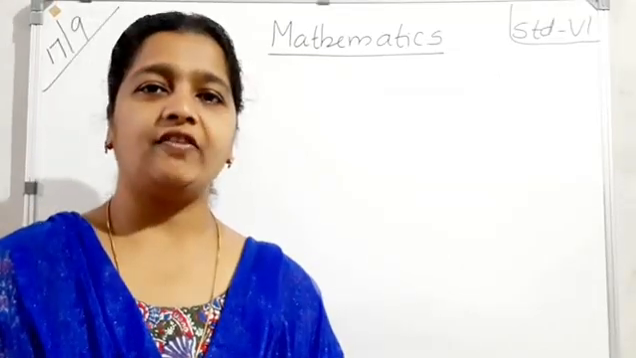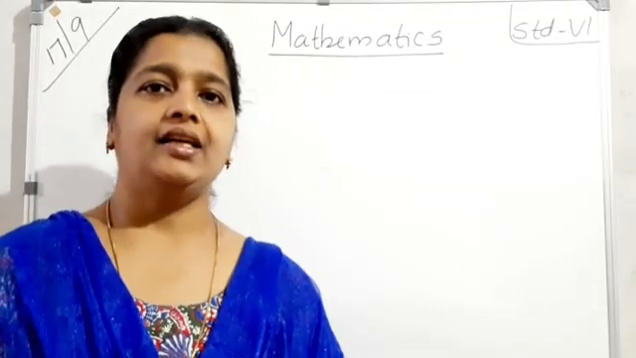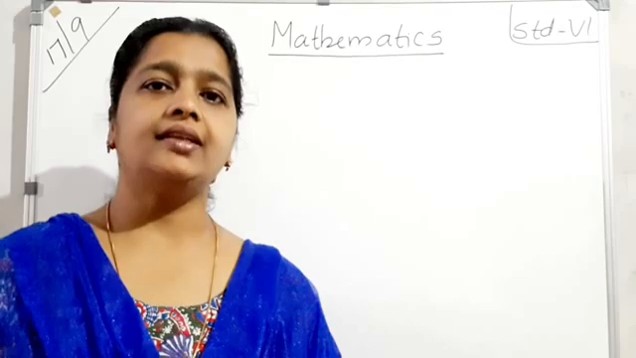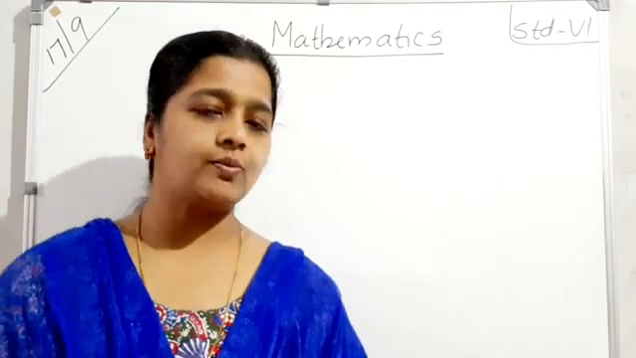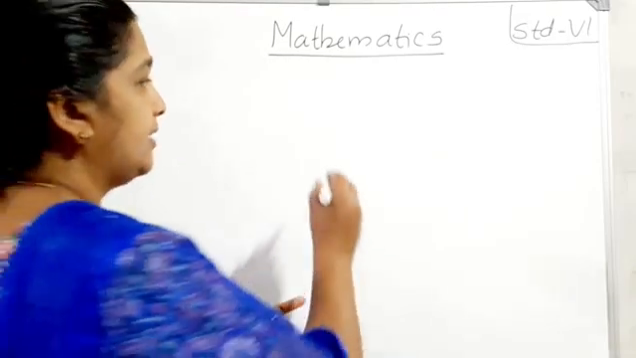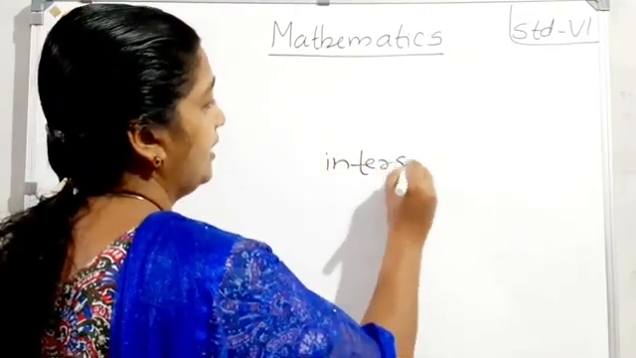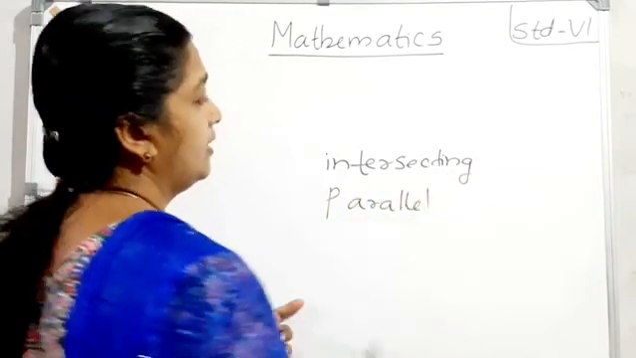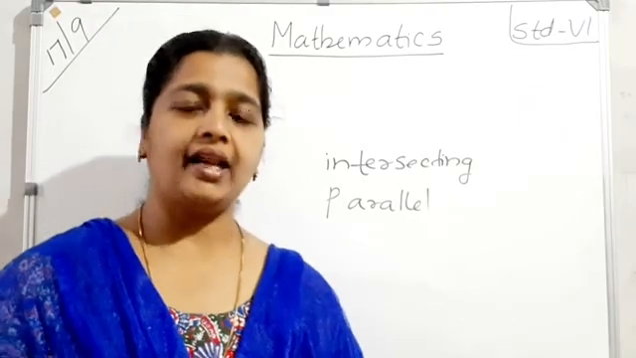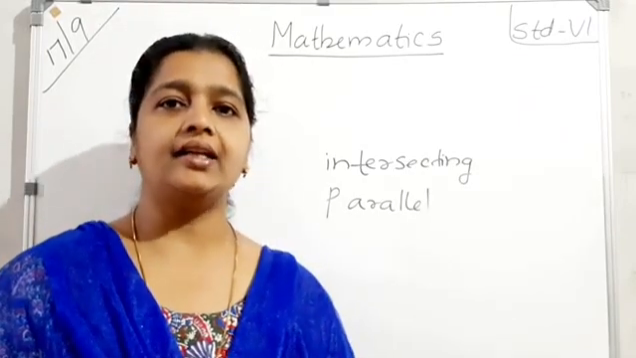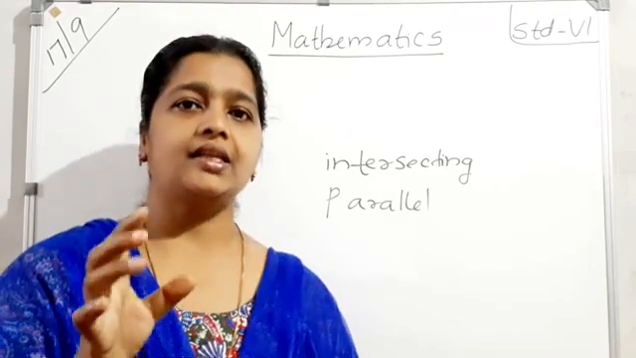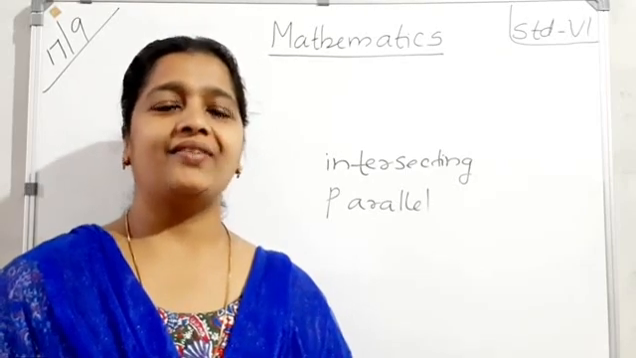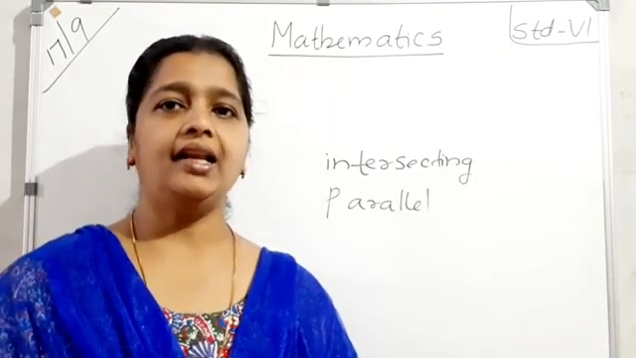Now what is the difference between intersecting lines and parallel lines? So you must study the definition. Two distinct lines meeting at a point are called intersecting lines. Understand? Yes. Then next, what are parallel lines? If any two lines do not meet, those lines are called parallel lines. So intersecting lines intersect at a point, but parallel lines do not meet. These are the differences between intersecting and parallel lines.